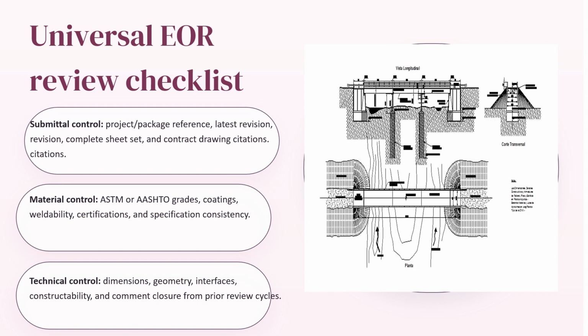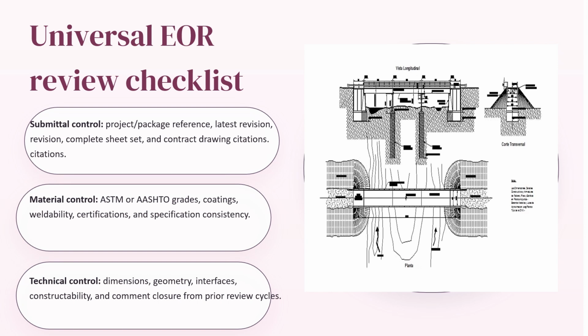Material control. You will see on the right hand side mostly the material control, which is ASTM or ASTER grades, coatings, weldability certifications, and specification consistency. So whenever you receive any shop drawing, you will expect these things, otherwise you need to mark it up. Usually the certification will be included in a separate submittal.